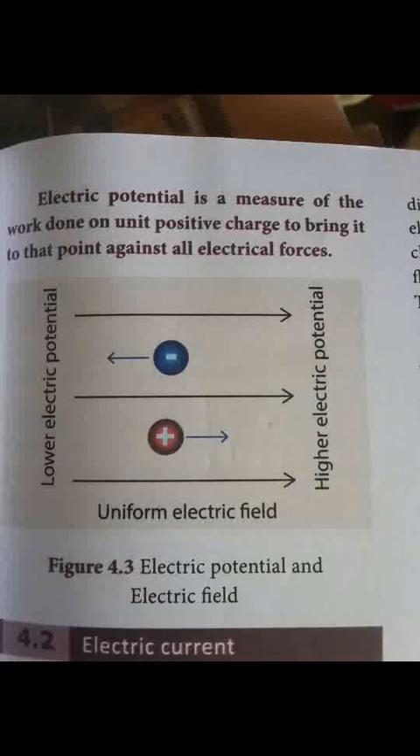Okay, and in this picture we have given both the electric field and the electric potential. So towards positive we have the direction. The blue color arrow mark is a direction of positive charge, and near plus and minus, the blue color arrow mark is the direction of what? Electric field.